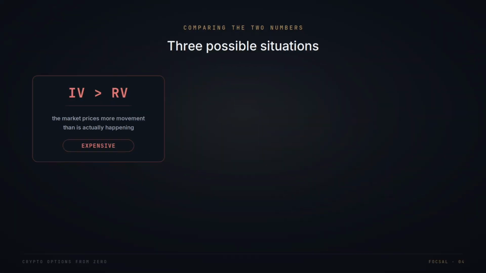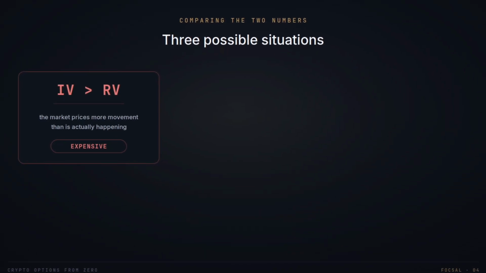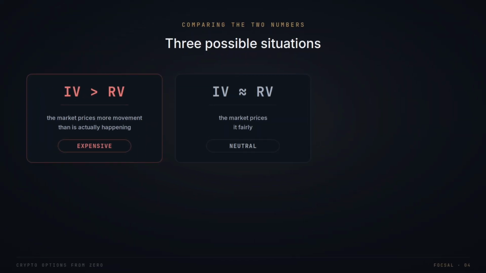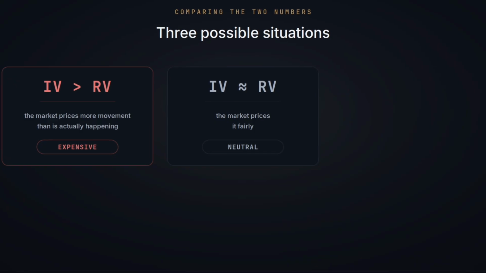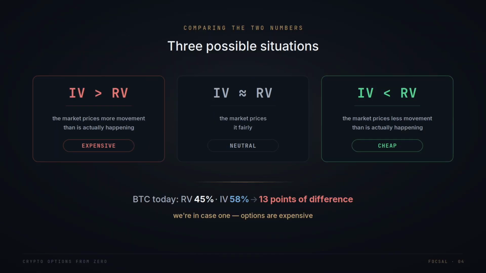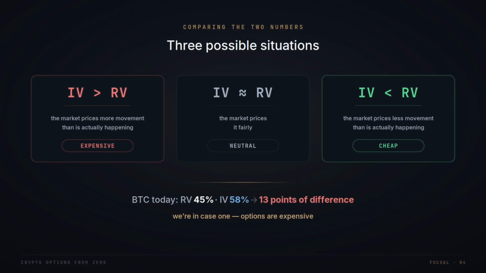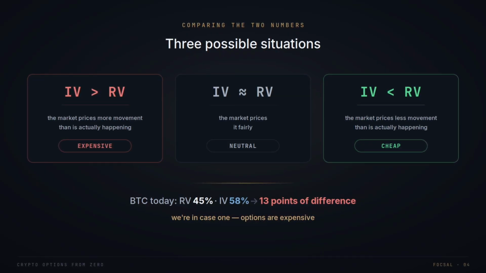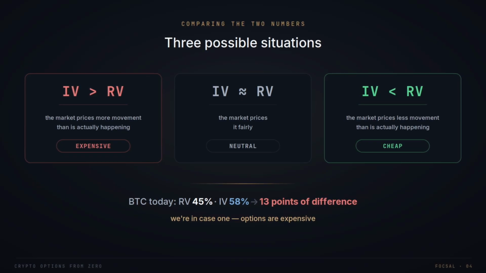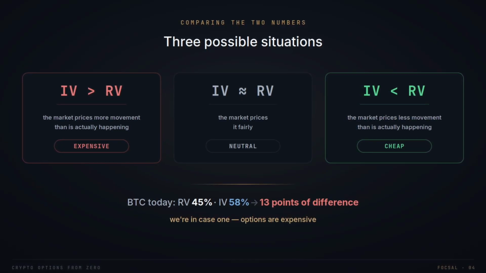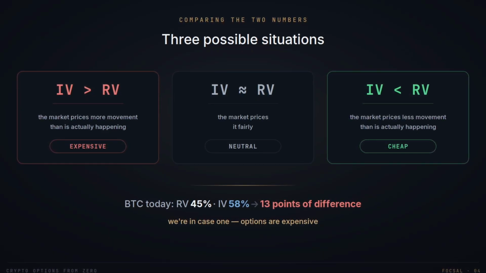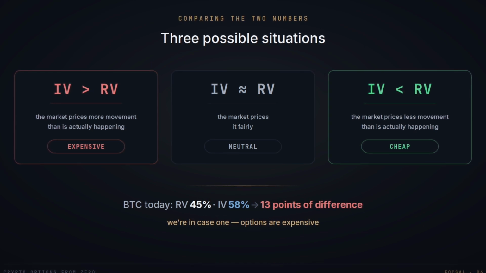Case 1. IV is higher than RV. The market is pricing more movement than is actually happening. Options are expensive. Case 2. IV roughly equals RV. The market is pricing it fairly. Case 3. IV is below RV. The market is pricing less movement than is actually happening. Options are cheap. A real-world example. Bitcoin has been stuck in a tight range for 2 weeks. Realized volatility, 20%. But implied is sitting at 50 because there's a Fed decision in 3 days. The market hasn't lost its mind. The market knows a move is coming, and it's pricing that in ahead of time.